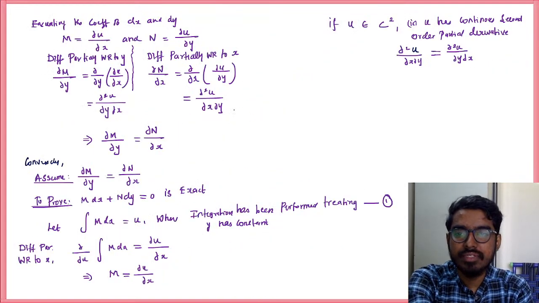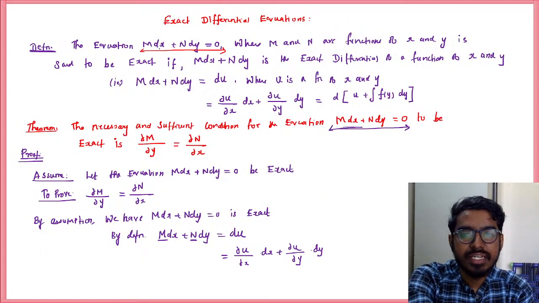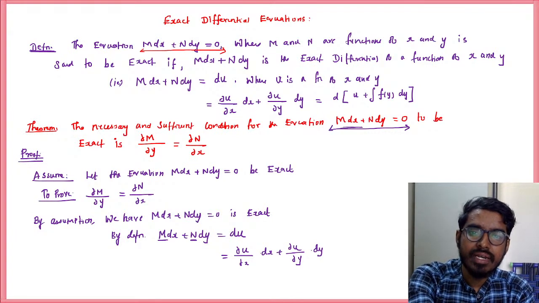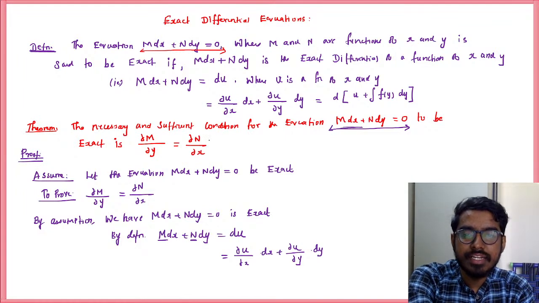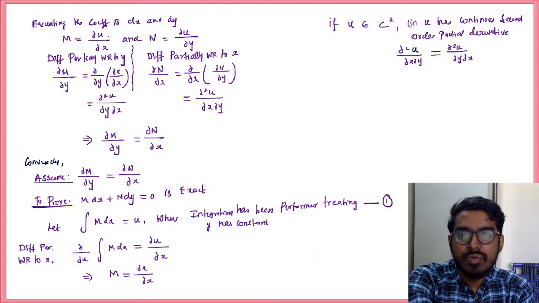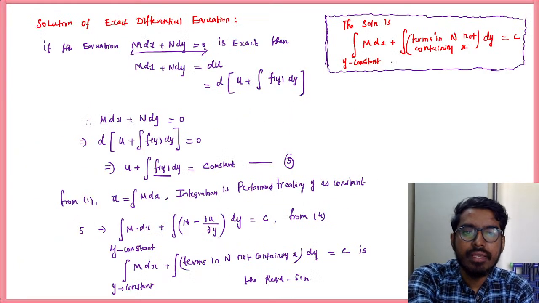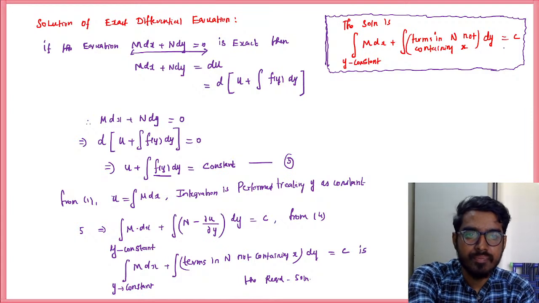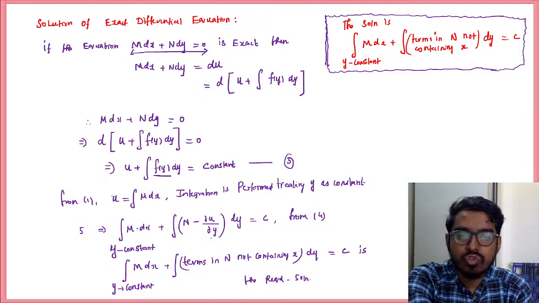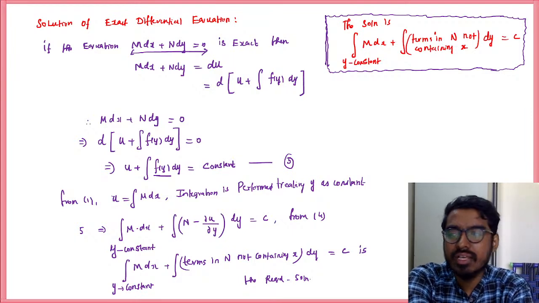So far, what we did is we introduced that the equation M dx plus N dy is equal to 0 is exact. In order to prove it is exact, the necessary and sufficient condition is dou M by dou y is equal to dou N by dou x. If the equation is exact, the solution is given by integration of M dx plus integration of terms in N not containing x dy is equal to c. Right? N minus dou u by dou y turns out to be this part. You just take a function and then you will check it out, right? Okay.